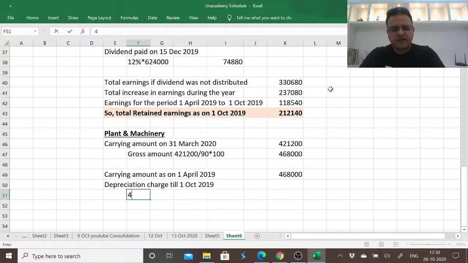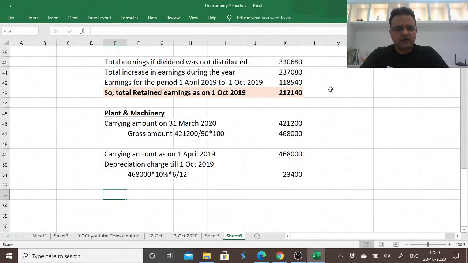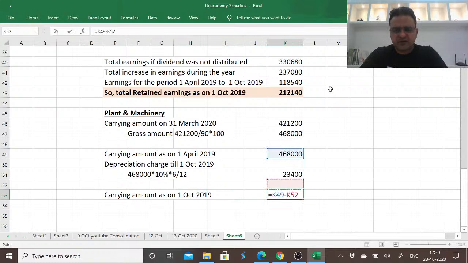So it is 468,000 into 10% into 6 by 12, which is equal to 23,400. So that means carrying amount as on 1st October 2019 is equal to 468,000 minus 23,400.